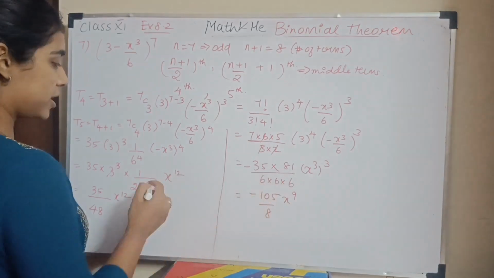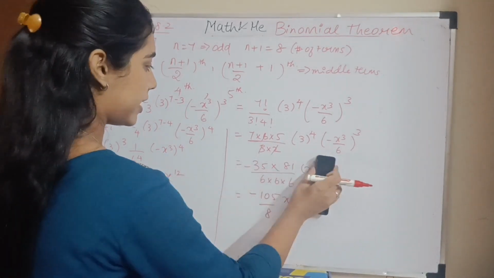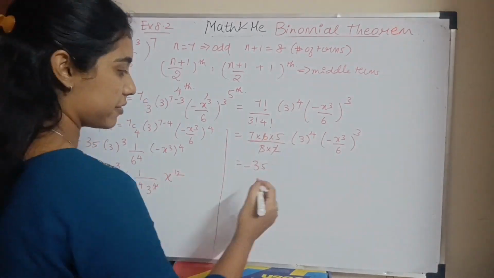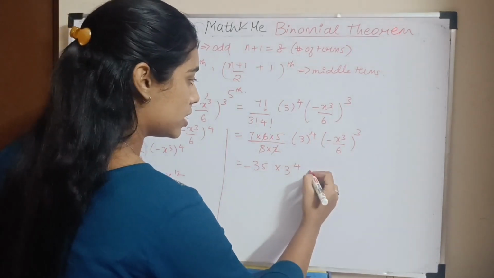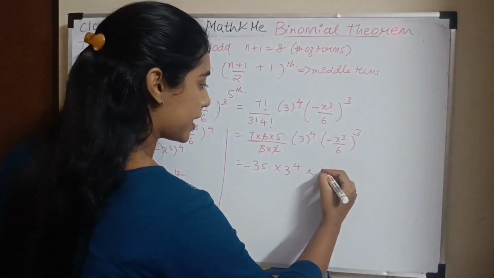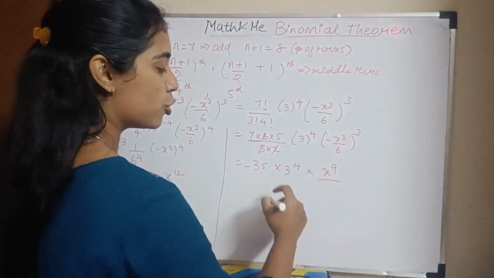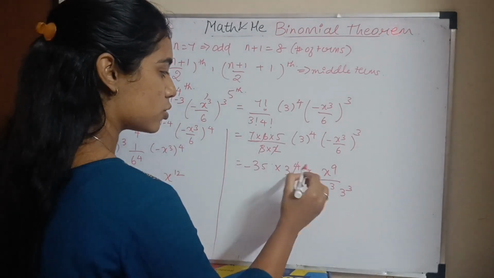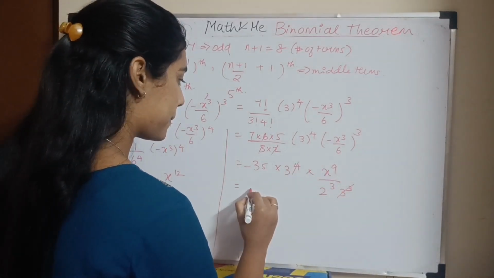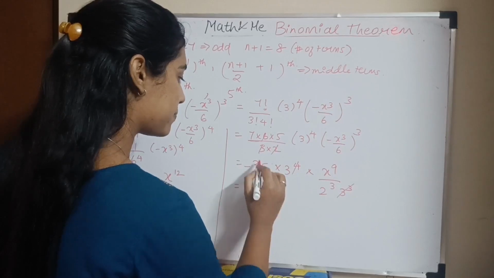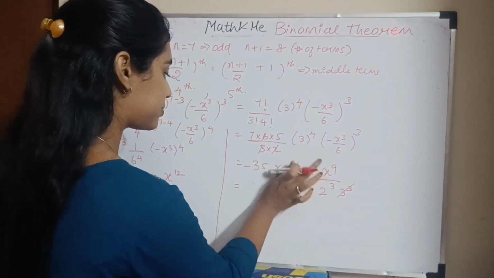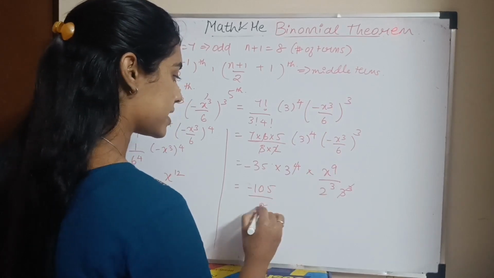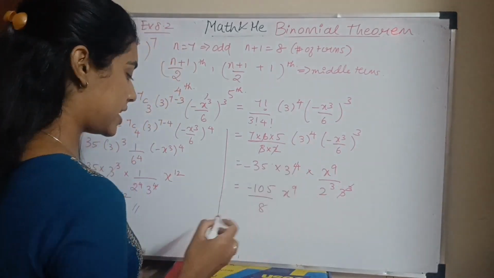You can also do something similar to this here, so maybe I'll do that for you. I have 7 times 5, which is 35, times 3 to the 4, and the minus comes out. So I have x to the 9 divided by 6 cubed, which can be written as 2 cubed times 3 cubed. So what do I have? This goes off and this goes off. So I have minus 35 times 3, which is 105, divided by 2 cubed, which is 8, x to the 9. This is just an easy way to calculate.